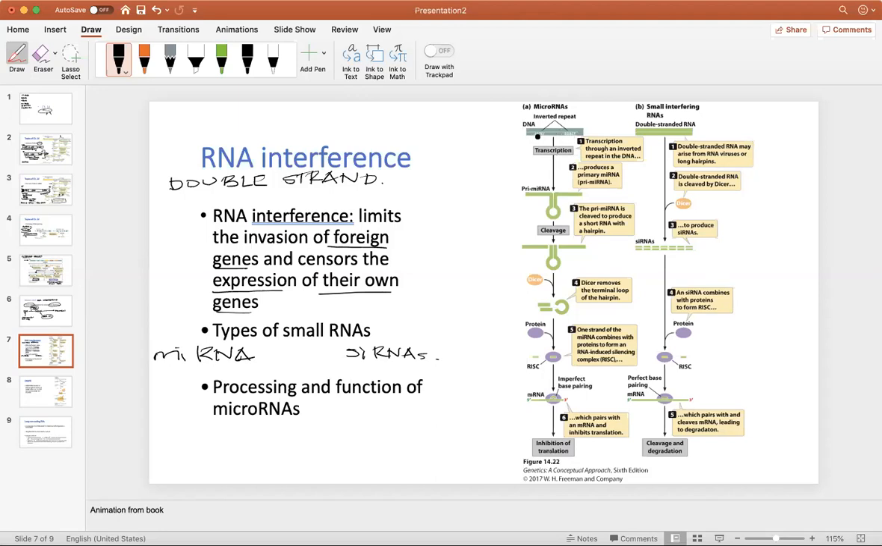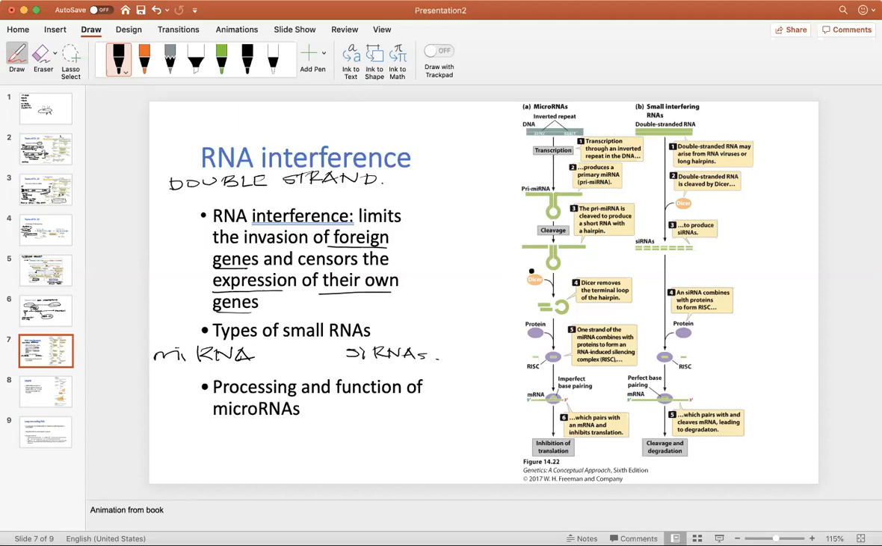When you have an inverted repeat and that gets transcribed into RNA, what happens is the inverted repeats line up. They're complementary to one another and they form a hairpin, okay? So this is a primary microRNA, or a pri-miRNA, at this point. Then what happens is these tails get cut off and you've got this hairpin structure.